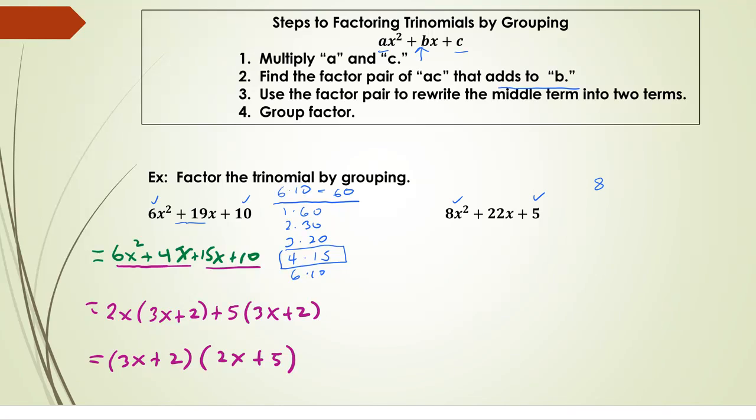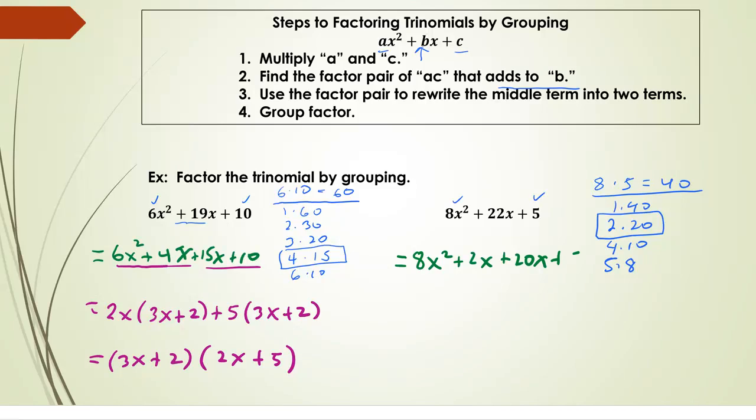We'll take 8 times 5, which is 40. And we're looking for factor pairs that add to 22. And I can continue factoring, but I don't really need to because I can see here that 2 and 20 add to give me 22. So I'm going to take that factor pair and rewrite this as 8x squared plus 2x plus 20x plus 5. Now I'm going to factor by grouping because I have four terms.